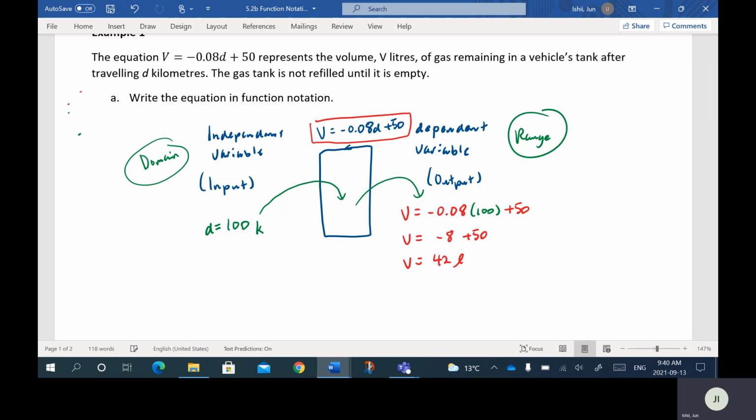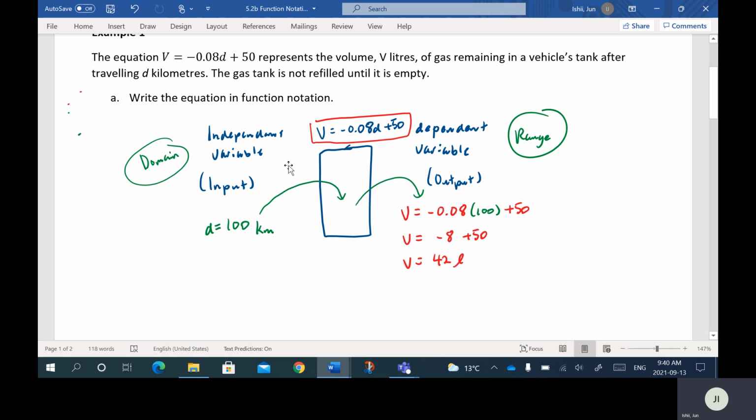This is kilometers. So conceptually, this equation gives you the volume if you know how far you've driven. That makes sense, right? You just plug in 100 for D, and it spits out a value of 42 for V. So you can kind of view functions, when they're written as equations, like a machine that converts one number into another. And that's basically what a relation is, and a function.